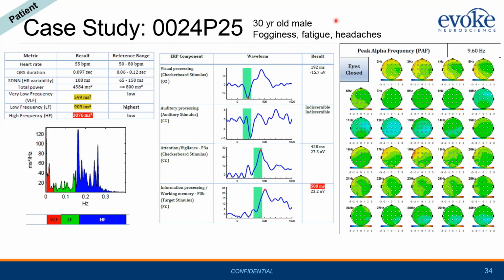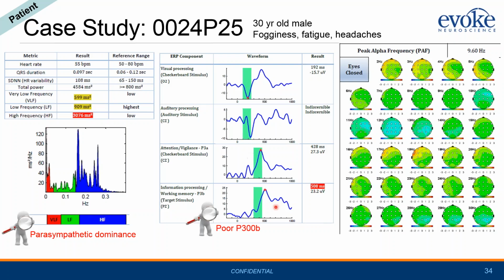And let's take a look here at a 30-year-old male who has fogginess, fatigue, and headaches, which he's really concerned about given his age. He's a young guy. I look at his HRV. He has a great SCNN and total power, so this person is really in shape. They're really fit, but they actually have parasympathetic dominance. Now, this isn't what we've seen typically in our TBI patients, but this parasympathetic dominance means they're stuck in rest and digest. That's probably why he's experiencing a lot of fatigue.